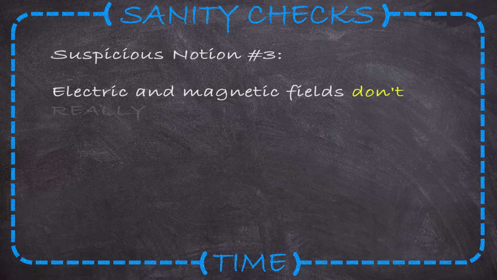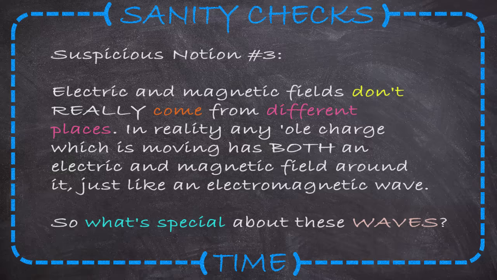So suspicious notion number three: forget about currents. Electric and magnetic fields don't really come from different places. In reality, any old charge which is moving has both an electric and magnetic field around it, just like an electromagnetic wave. So what's special about electromagnetic waves?